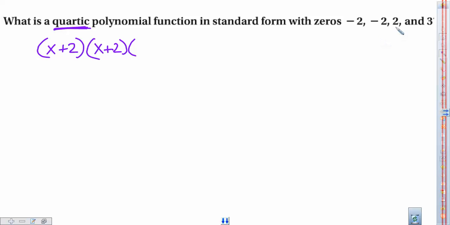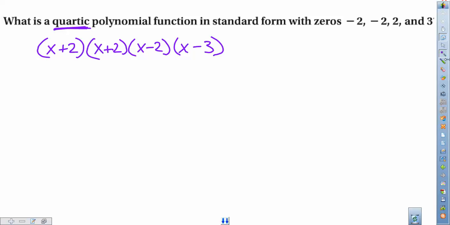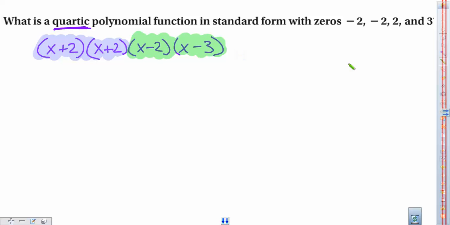And then if 2 is a 0, then opposite game again. And then opposite game again. If the last 0 is a positive 3, we're going to write negative 3. So, time to multiply. How shall we multiply this together? How about, let's go ahead and multiply these 2 together. Then, let's multiply these 2 together.